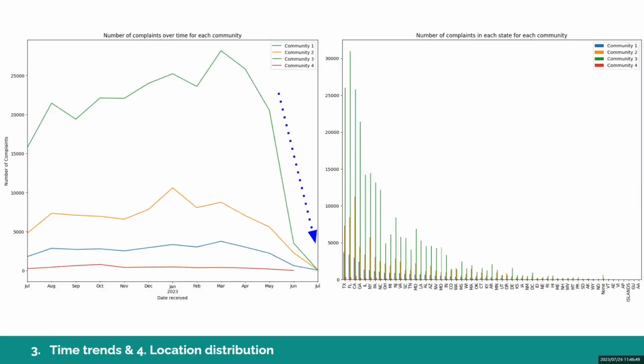For the time trends, we can see community 3 has had a much higher number of complaints over the past year, and all communities have seen a significant decrease in the number from May this year to date. For the state distribution, complaint issues in all 4 communities are centered in certain states. And this is about the first part.